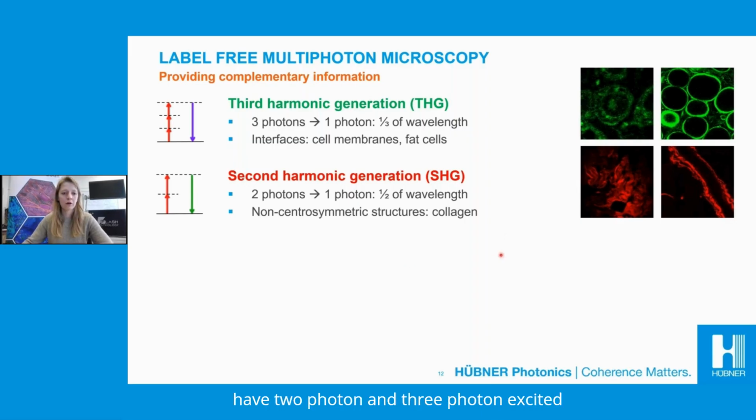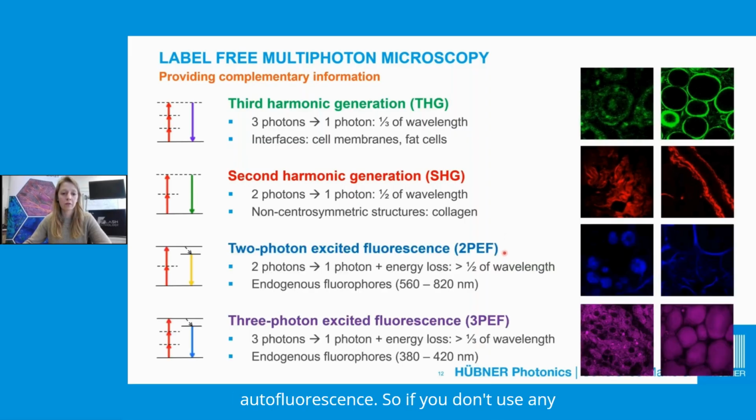And then we have 2 photon and 3 photon excited autofluorescence. So if we don't use any labels, but just look at the autofluorescence of the tissue, we can see the signal coming from endogenous fluorophores. So for example, here you see elastin fibers, but you also see the cytoplasm of cells, similar as here, and you can also see the inside of fat cells.